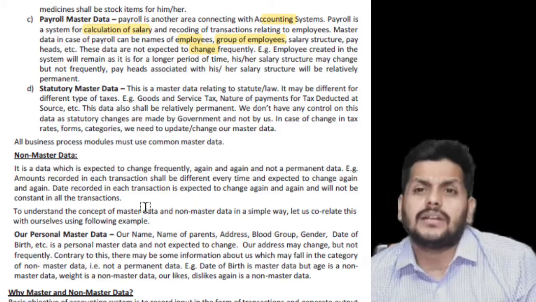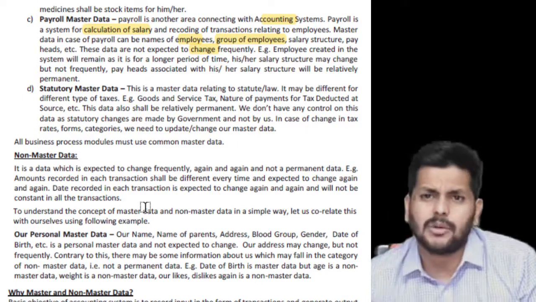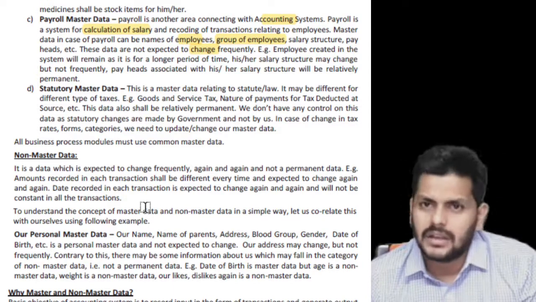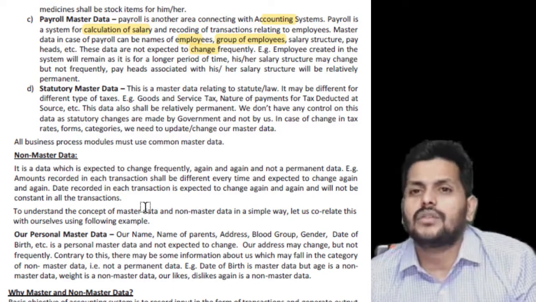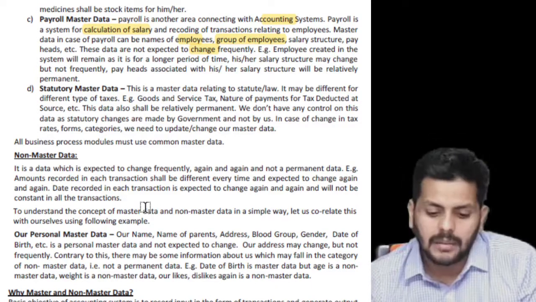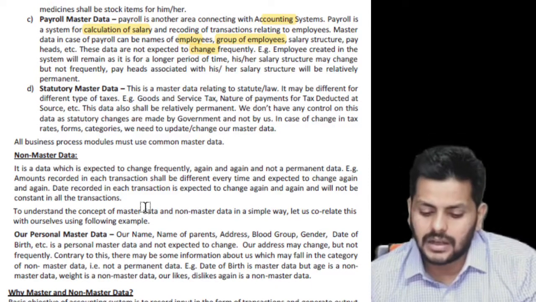Salary structure definitely will change, because when you get a promotion, the salary structure also will change, but not very often. Once in 2 years or so, whenever promotions are due or whenever a hike is given, that time the salary structure will change. But for that, it's all semi-permanent only.